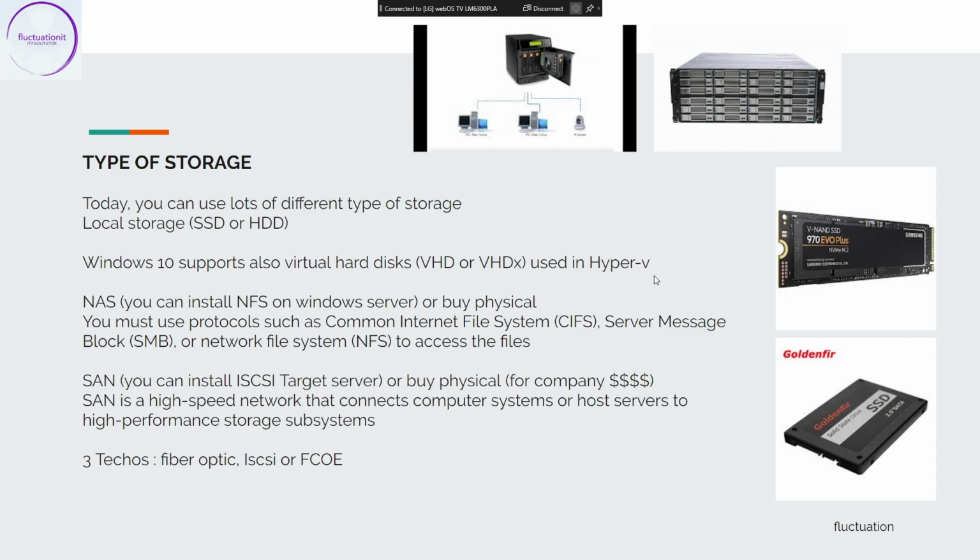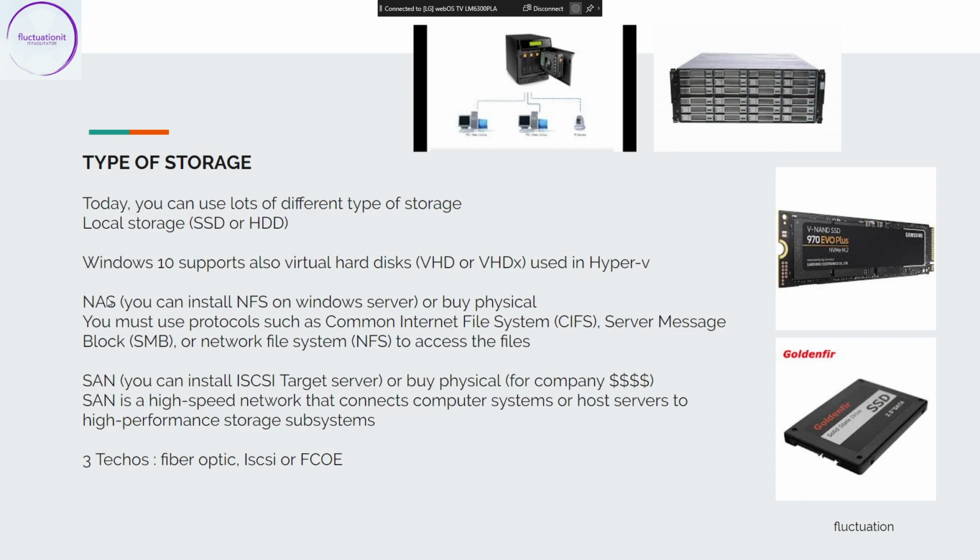This is used in Hyper-V. Okay, so when you are using Hyper-V, you have virtual disks, of course, VHDX or VHD. The difference is that VHDX is more powerful, of course, and can go up to 64 terabytes of hard disk. After that, you have more important storage, the more expensive ones.